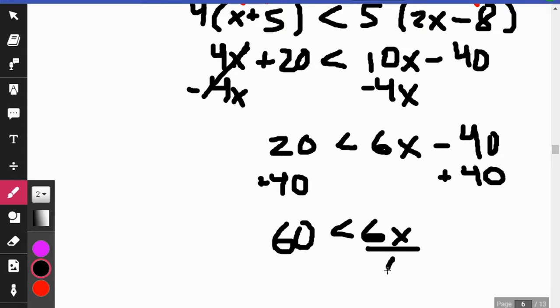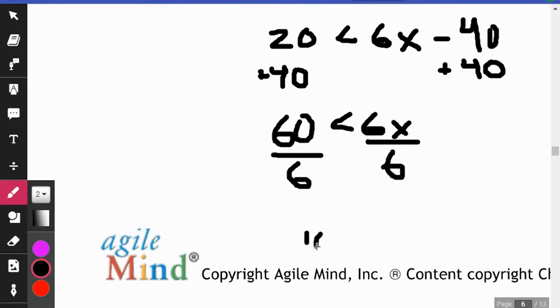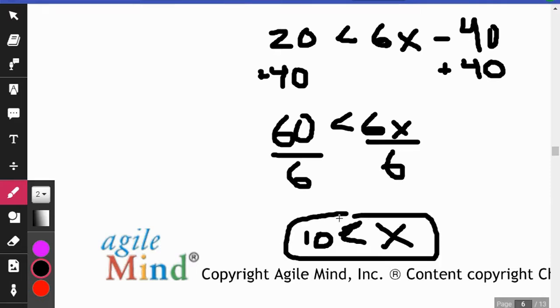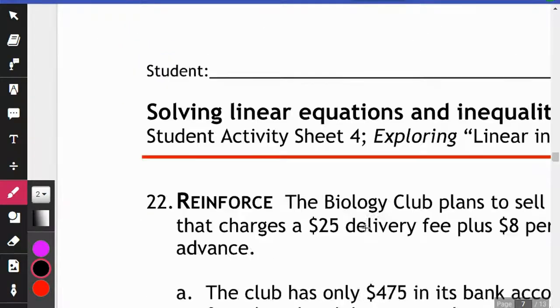Divide by 6, and we get 10. Notice I did not divide by negatives, so I can just say x is less than 10. I don't have to turn that arrow around, that inequality pointing the other way. It just stays the same way because I never multiplied by a negative, and I never divided by a negative. Hooray! Wow, this takes a while, doesn't it?